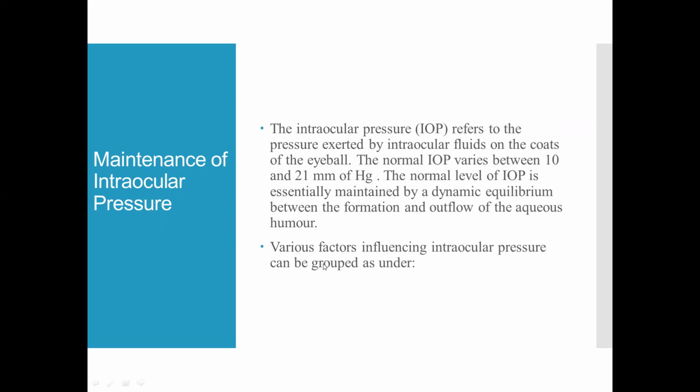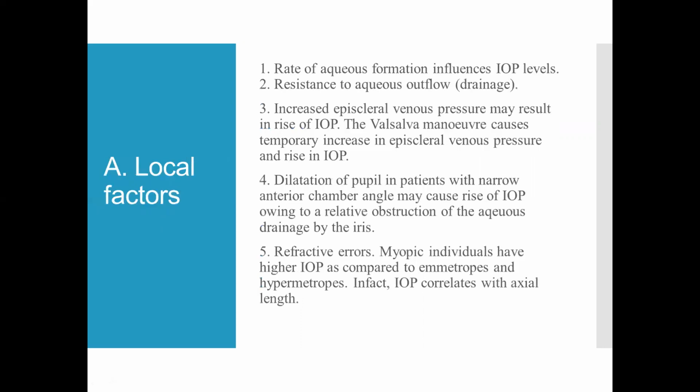aqueous humor. Then we've got various factors that influence intraocular pressure, and they can be grouped under local factors and systemic factors. Under local factors, we have the rate of aqueous humor production, since the rate of aqueous formation influences intraocular pressure levels. Resistance to aqueous outflow, basically the drainage of aqueous humor. Increased episcleral venous pressure may result in increase of intraocular pressure.